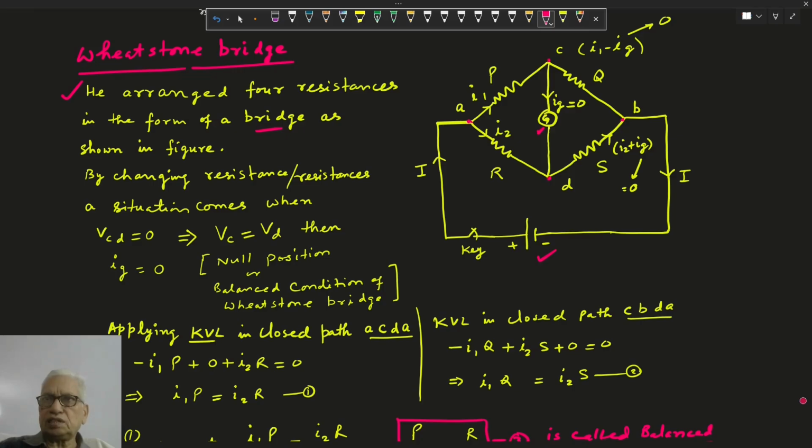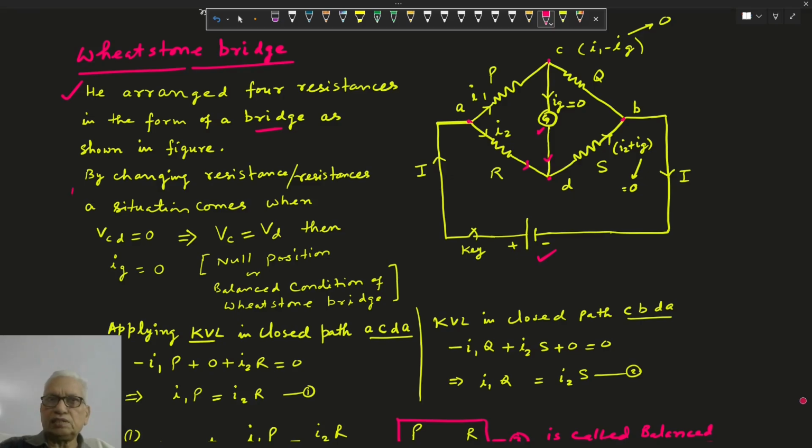The total current I is divided into say I1 and I2. Here current Ig is passing through the galvanometer. The remaining current here, in CB, is I1 minus Ig, and here both are added up. So we are getting in this arm DB a current of I1 plus I2 plus Ig.